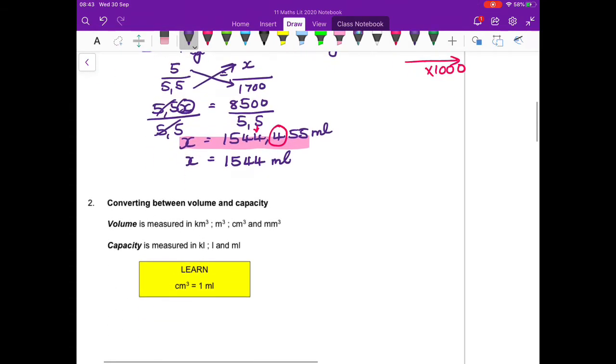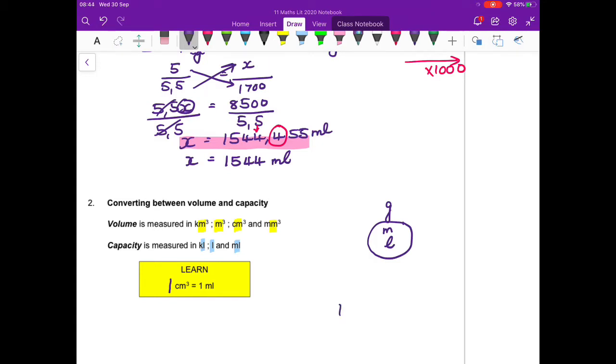Now we're going to convert between volume and capacity. Remember, volume is your meters, part of King Henry. Capacity is your liters, kiloliters, liters, milliliters. This is the only connection you have between the different parts of King Henry, because remember, you would get grams, meters, and liters, and there is a connection between these two, and that is 1 centimeter cubed equals 1 milliliter.